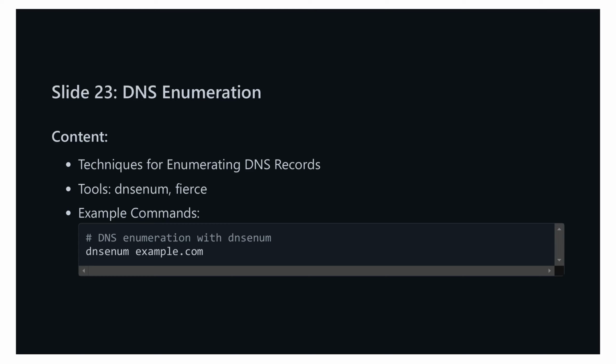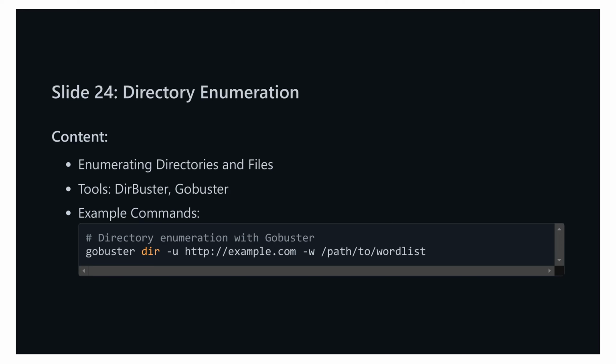In the next slide, we will move on to discussing techniques and tools for directory enumeration, focusing on identifying hidden directories and files within a web application using tools like DirBuster and GoBuster. On the previous slide, we discussed techniques and tools for DNS enumeration, such as DNSenum and Fierce, and provided example commands to perform these tasks.